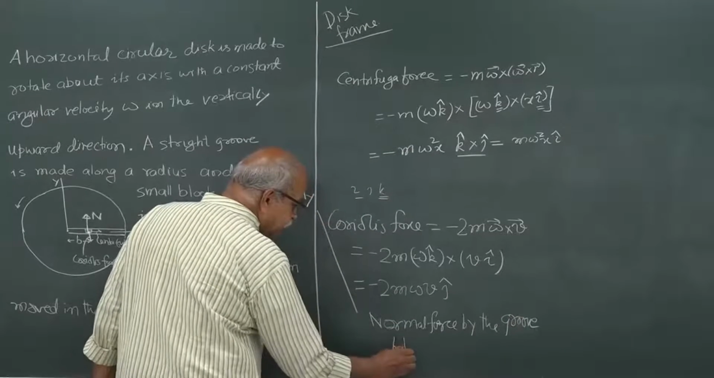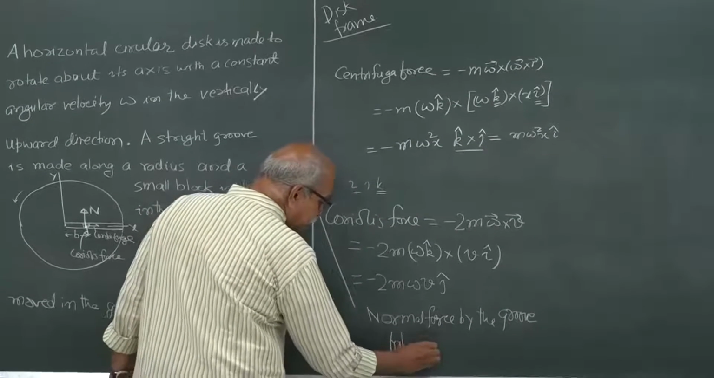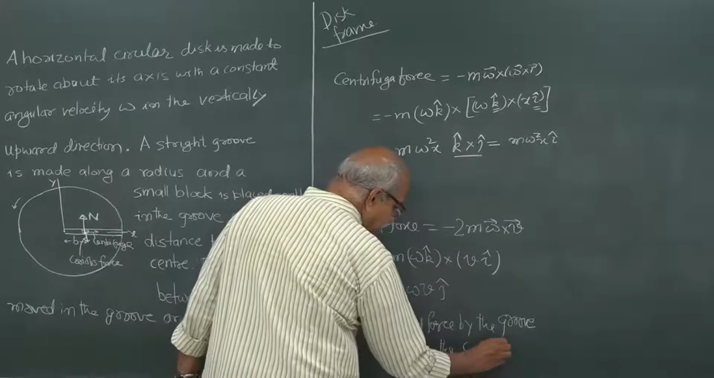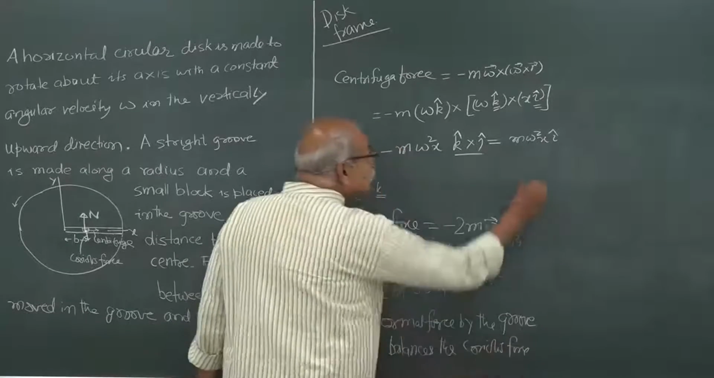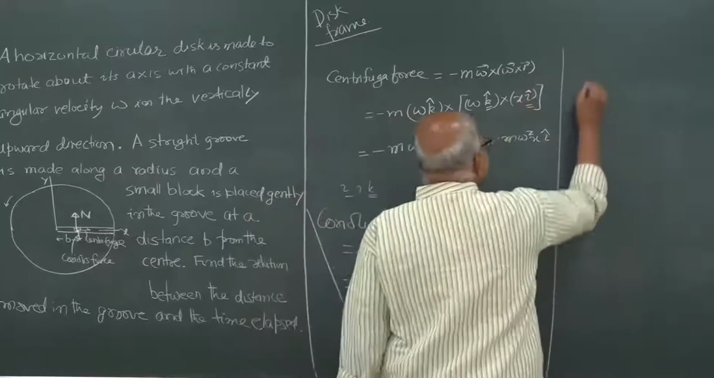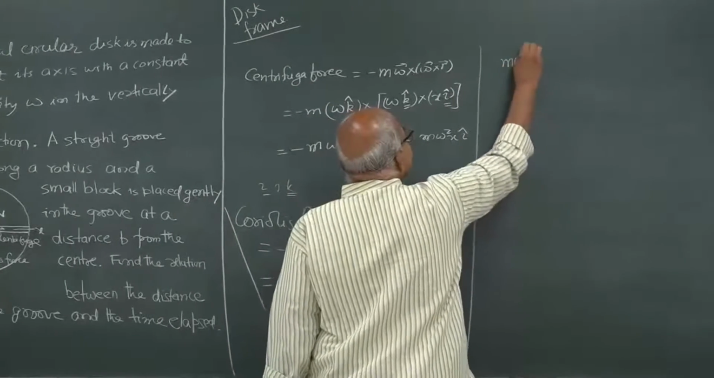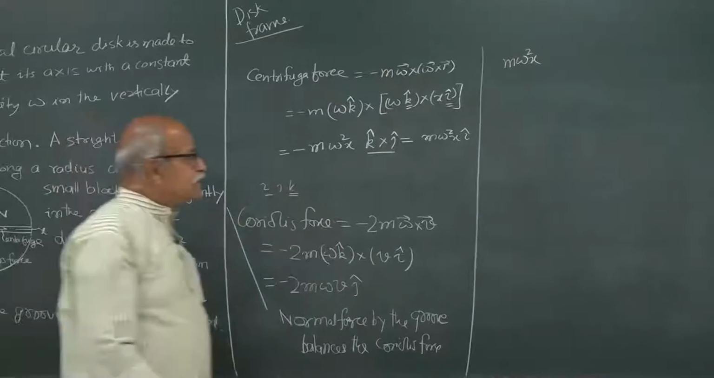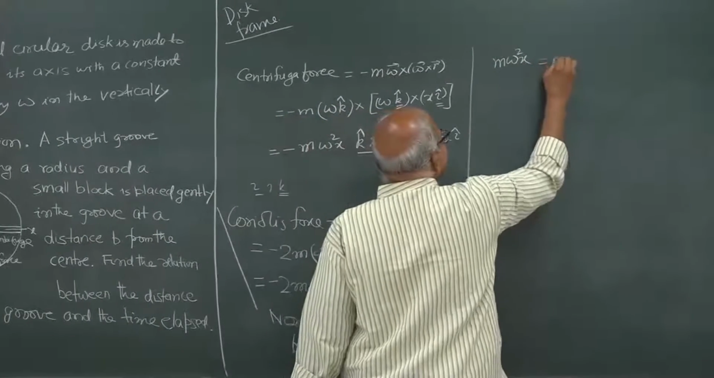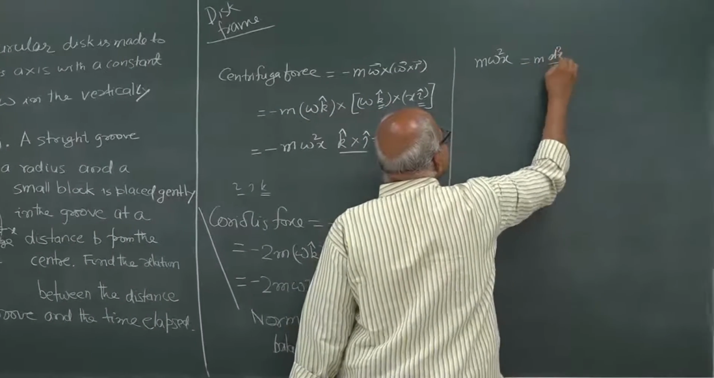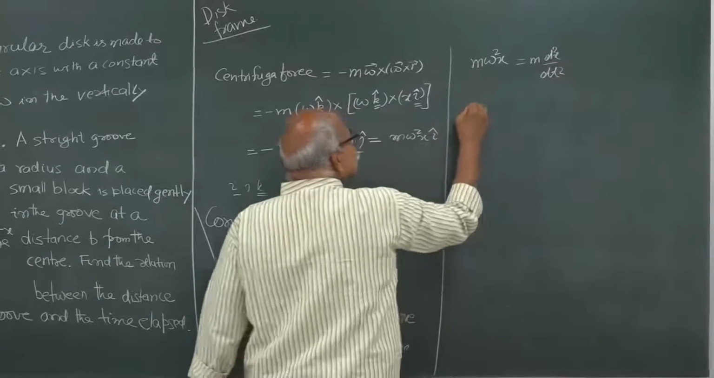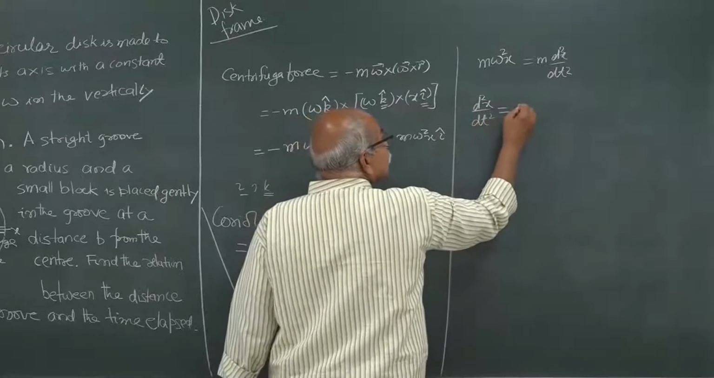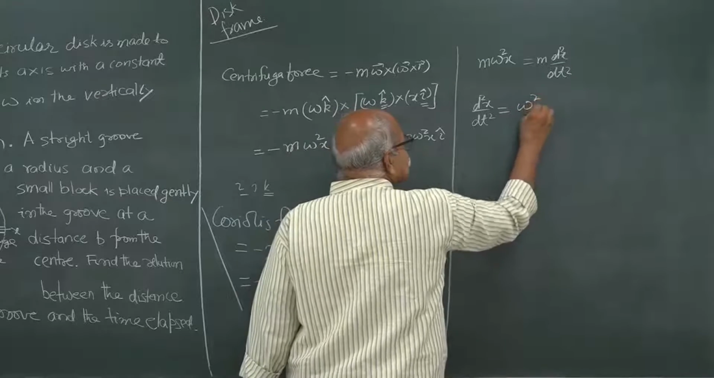Balances the Coriolis force. And so, your equation of motion is m omega square x. This is the force in the x direction, and the motion is also in this direction. This is equal to m d2x/dt square. So, d2x/dt square is equal to omega square x.